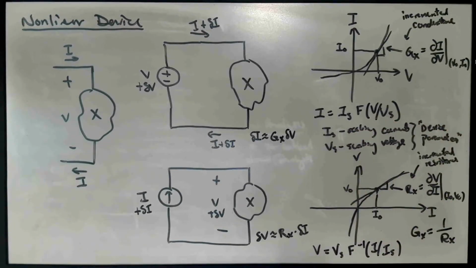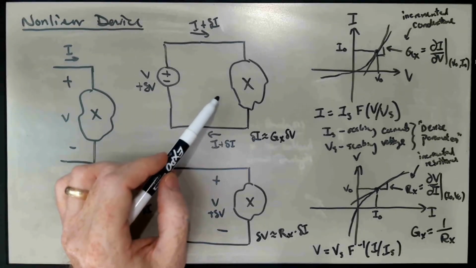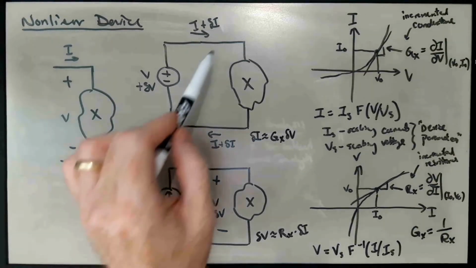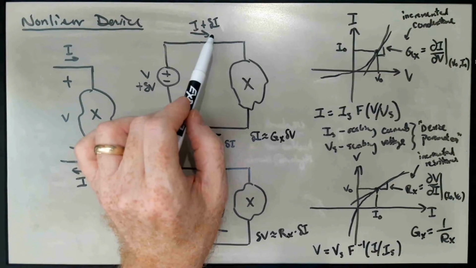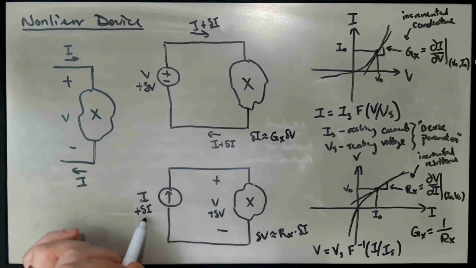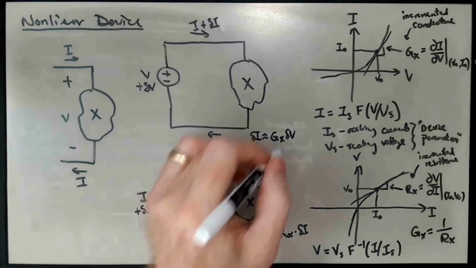The incremental conductance tells me, for a given device, if I change the voltage across the device by a little bit, how much additional current is required by the device. And the incremental resistance basically says if I increase the current into the device by a little bit, how much does the voltage have to change in order to let that extra amount of current in? Okay, so these are incremental Ohm's law.